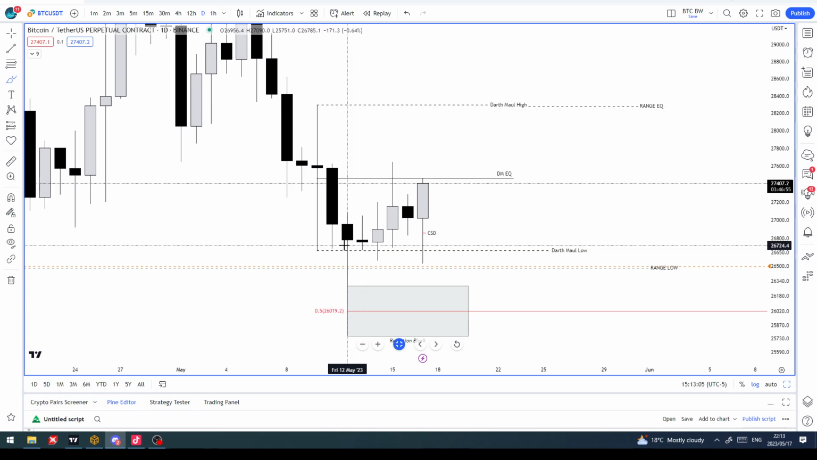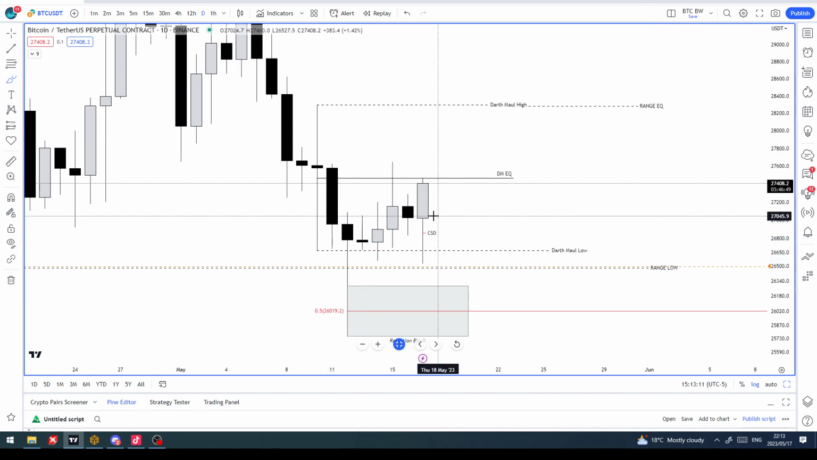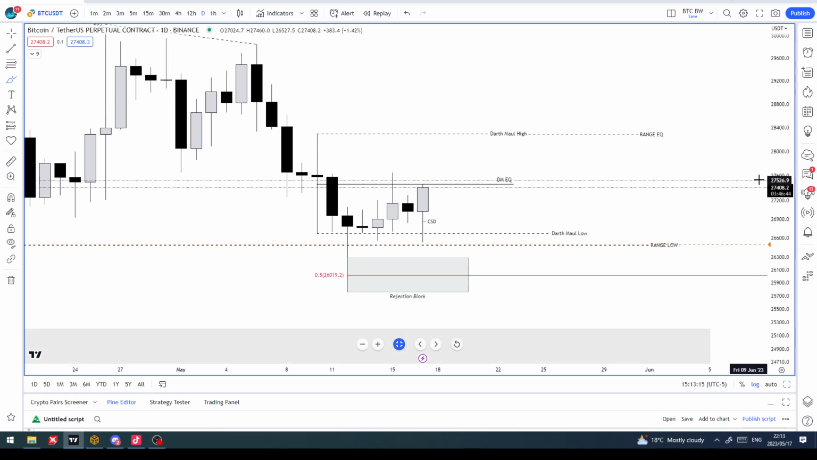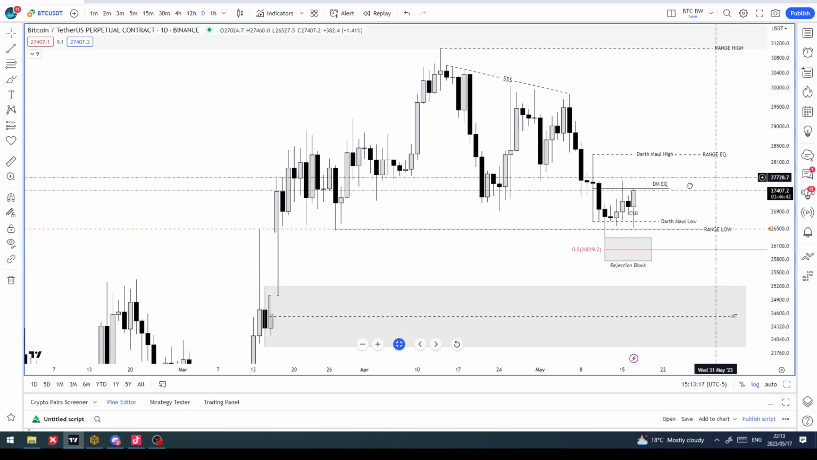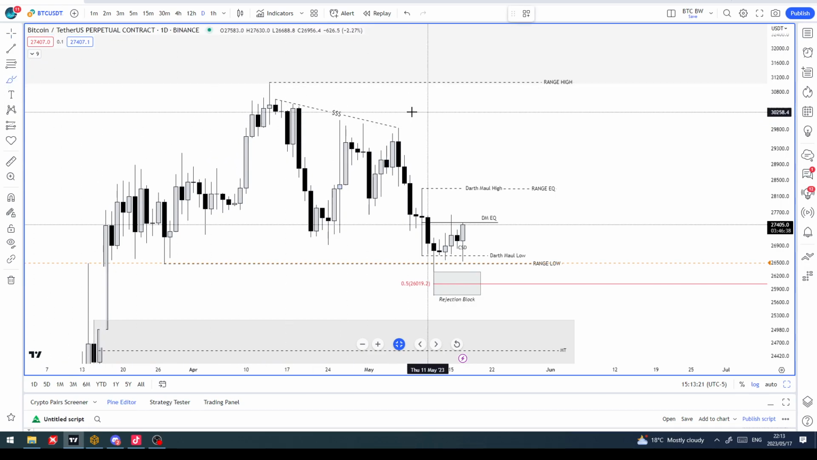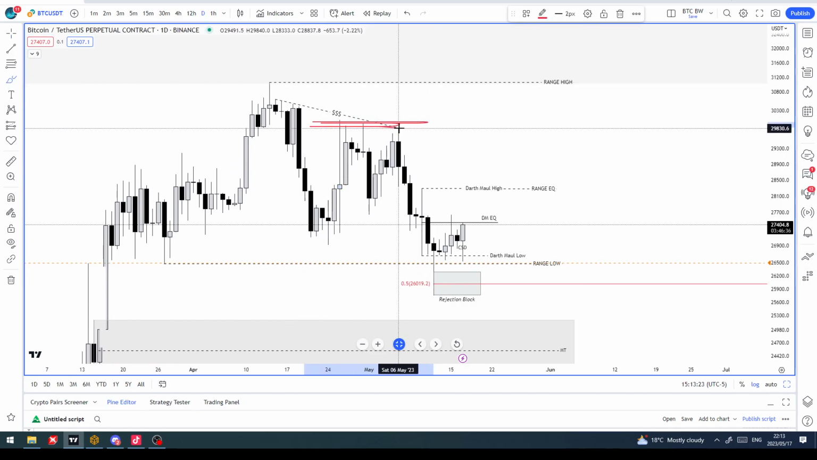We've targeted the Darth Maul. This is the Darth Maul candle. We've targeted the low of that candle. Now the idea, head for the high. Once we head for the high, what stops us from going here? That's where I'm aiming for.